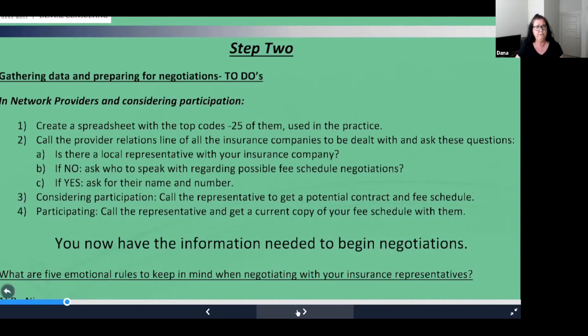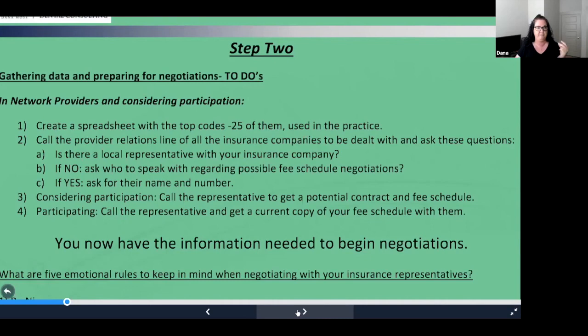So what I want you to do is super simple: ask them, am I eligible for a fee schedule review? And they're going to let you know if you are or you aren't. And then you say, okay, well, what do I need to do? And every insurance company is different. Every insurance company has different ways to go about it.